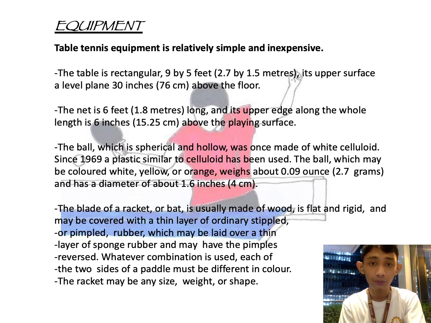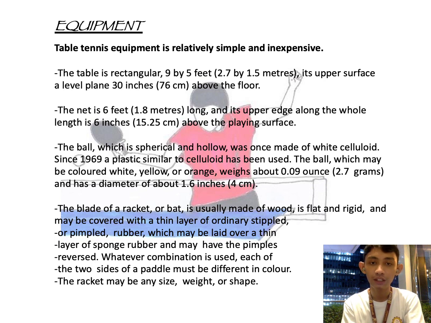The ball, which is spherical and hollow, was once made of white celluloid. Since 1969, a plastic similar to celluloid has been used. The ball, which may be colored white, yellow, or orange, weighs about 0.09 ounce or 2.7 grams and has a diameter of about 1.6 inches or 4 centimeters.